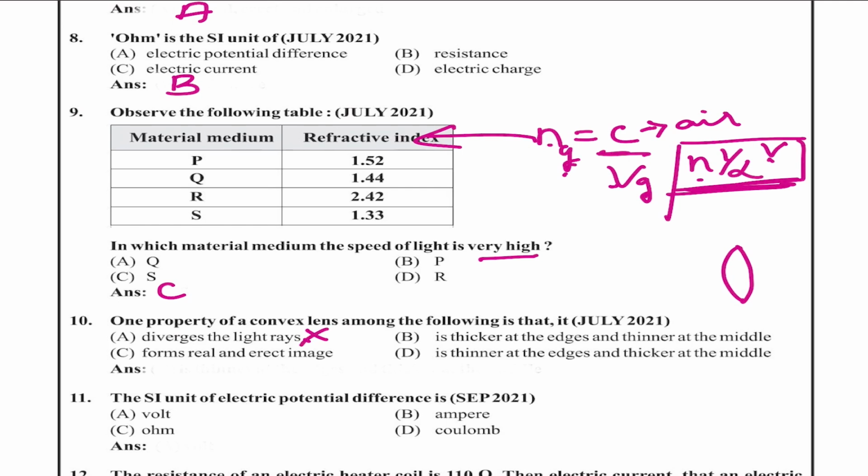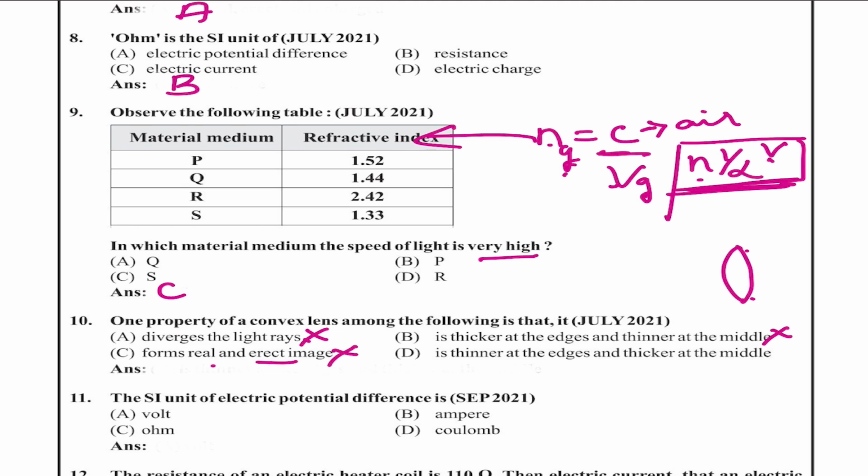It is thicker at the edges and thinner at the middle. Is it thicker at the edges and thinner at the middle seeing the lens? No. It is also a property of the concave lens. It forms a real and erect image. Will the convex lens form a real and erect image? No. It is real and inverted image. Hence option C is also wrong.